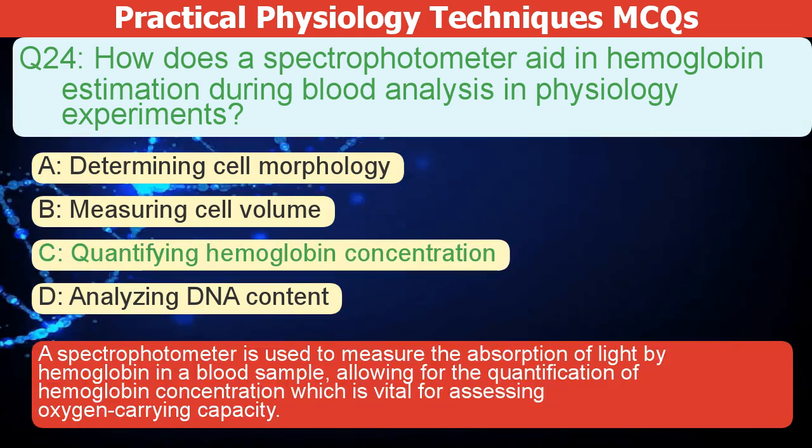The correct answer is C. A spectrophotometer is used to measure the absorption of light by hemoglobin in a blood sample, allowing for the quantification of hemoglobin concentration, which is vital for assessing oxygen carrying capacity.